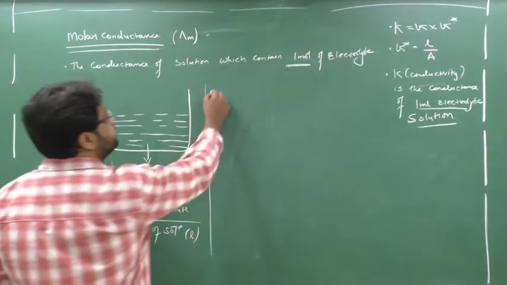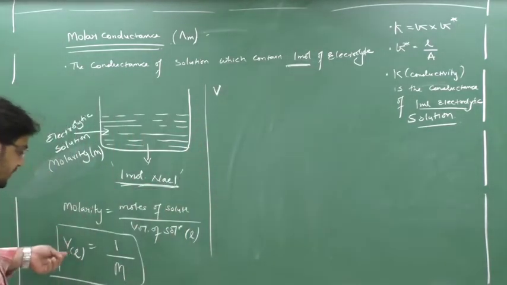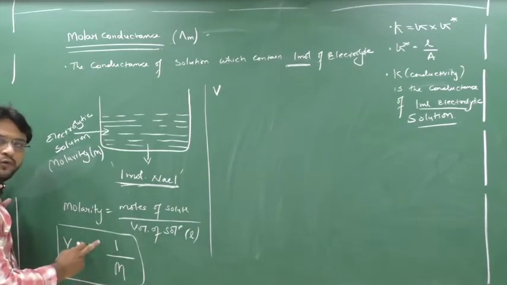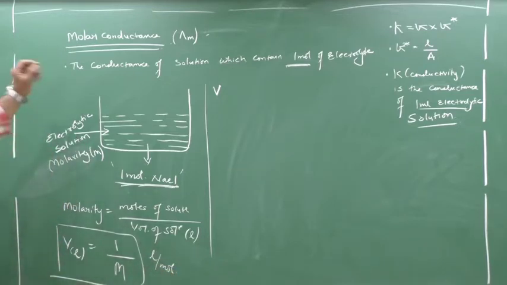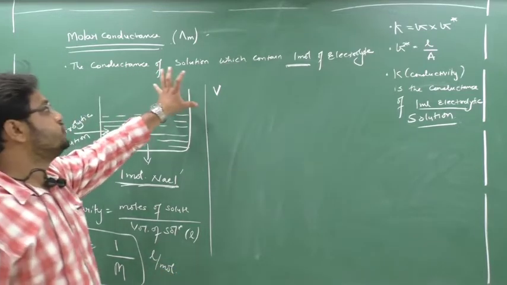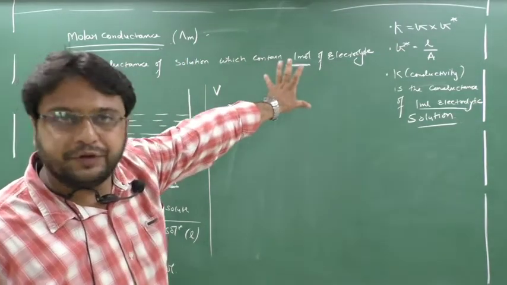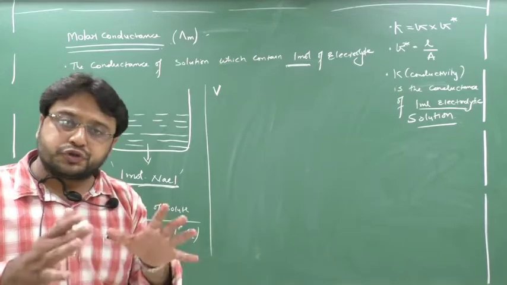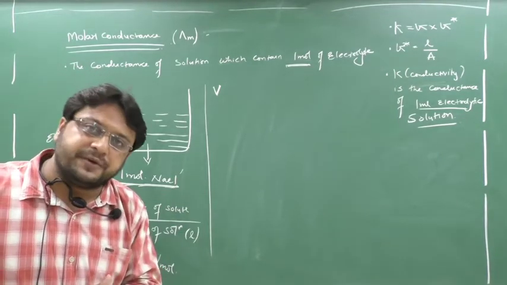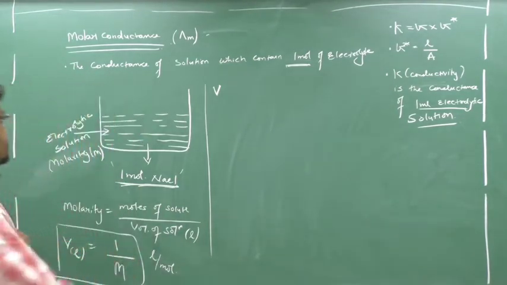Now, this is the volume of solution in liters for 1 mole. So what will be the unit for this? I can say liter per mole. See here, what is molar conductance? The conductance of a solution which contains 1 mole of electrolyte. This is a solution in which the electrolyte or solute I am fixing at 1 mole. Clear? So this is a beaker.